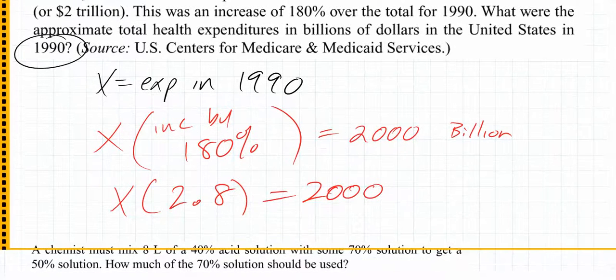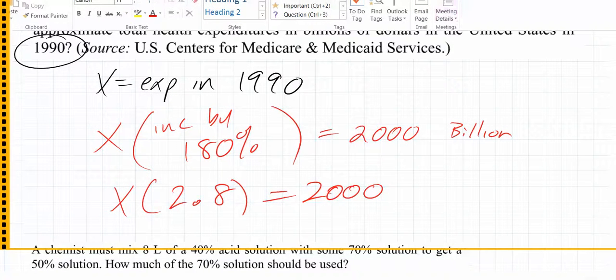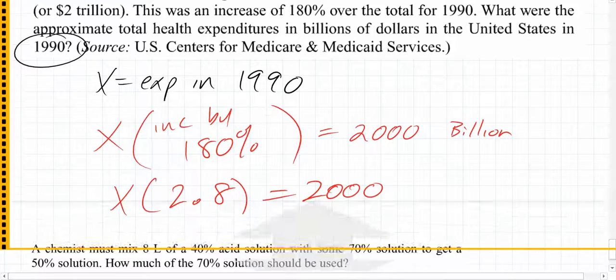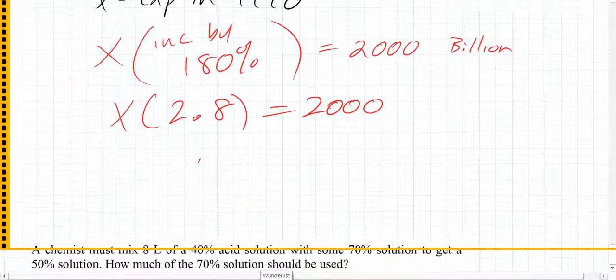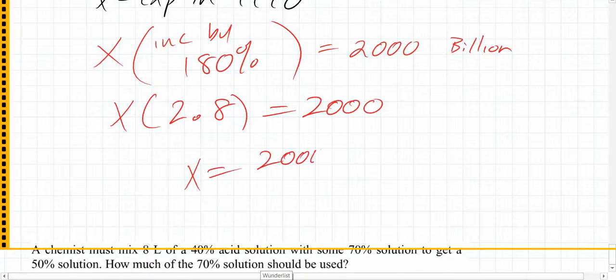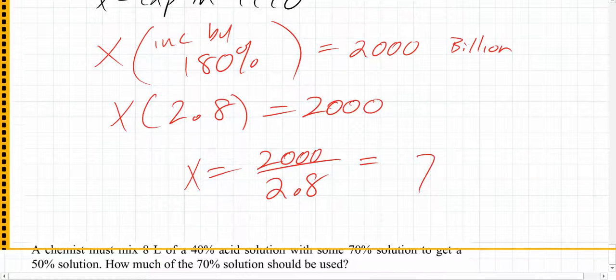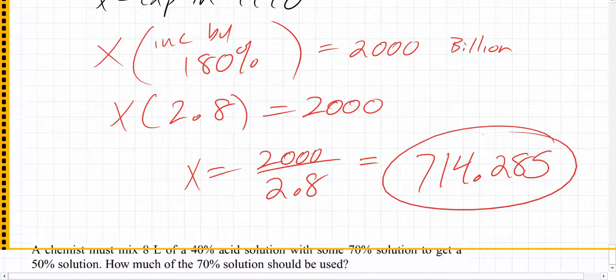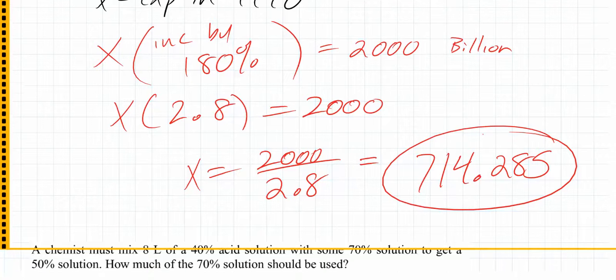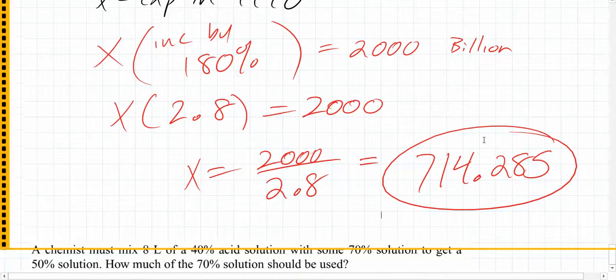So if you want to solve for X, what do you do? Yeah, you divide. So you get X is equal to 2,000 divided by 2.8, which equals what? 714.2. Go to 3 places: 714.285. So that means $714 billion if it grows by 180%. Is this true? We'll multiply 714 by 2.8 and test it.